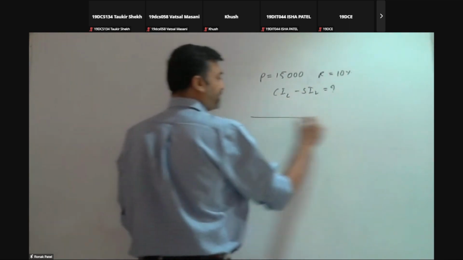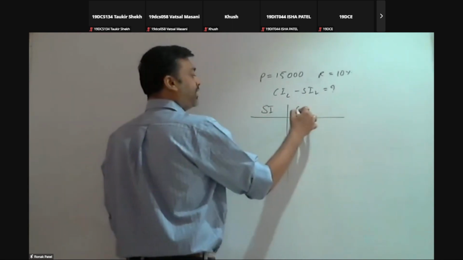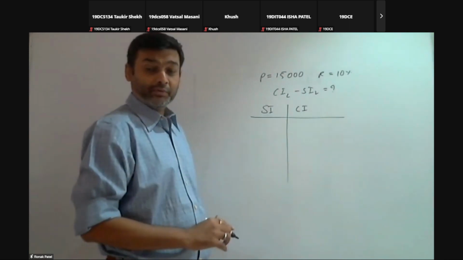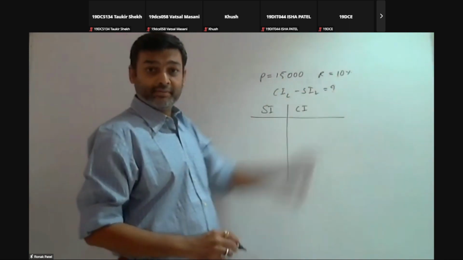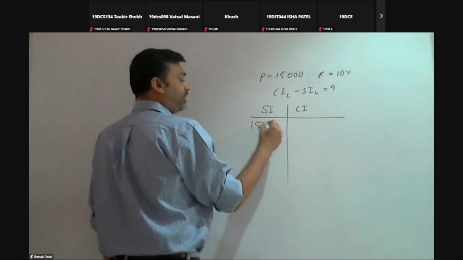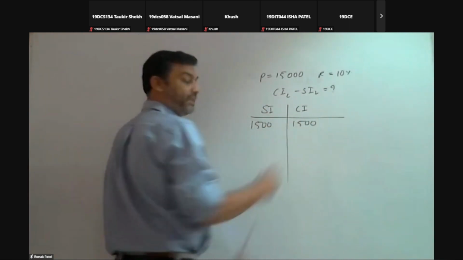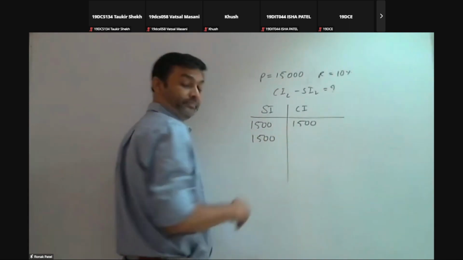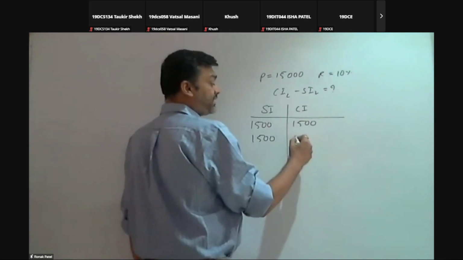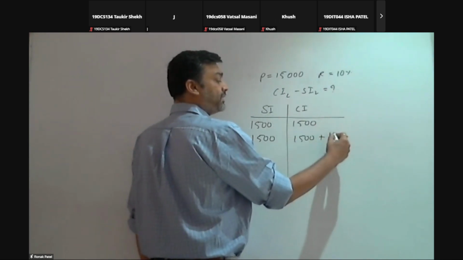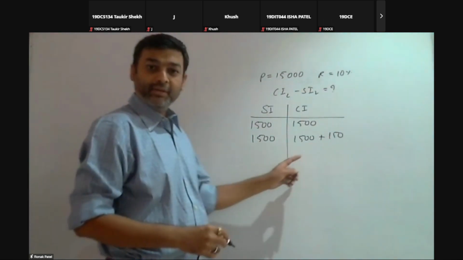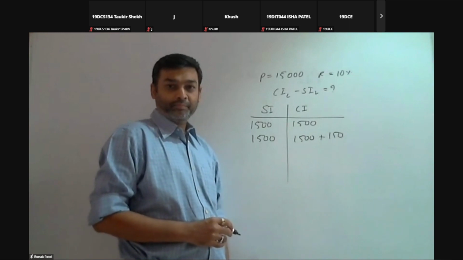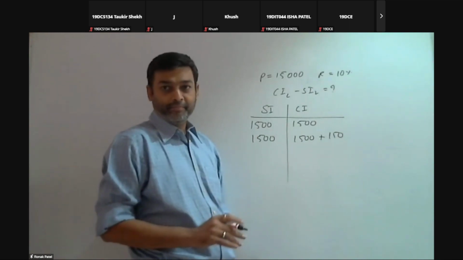So I'll use this process in this way. Simple interest, compound interest. Now we look here. 15,000, 10%. That is 1,500. So the first year simple interest and compound interest are the same. Second year, what will happen? Simple interest stays as it is. Compound interest, on principal same 1,500, but I'll get 10% on 150. Now can somebody tell me what is the difference between simple interest and compound interest for 2 years? Anyone?